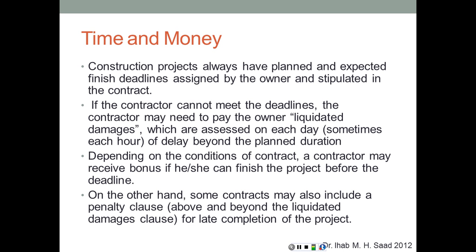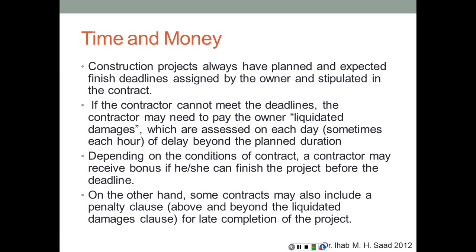Construction projects always have planned and expected finish deadlines assigned by the owner and stipulated in the contract. So the contract is going to tell you, for example, that this project needs to be completed in 200 either calendar days or work days, depending on the clauses in the contract. And what if the contractor does not meet that deadline?